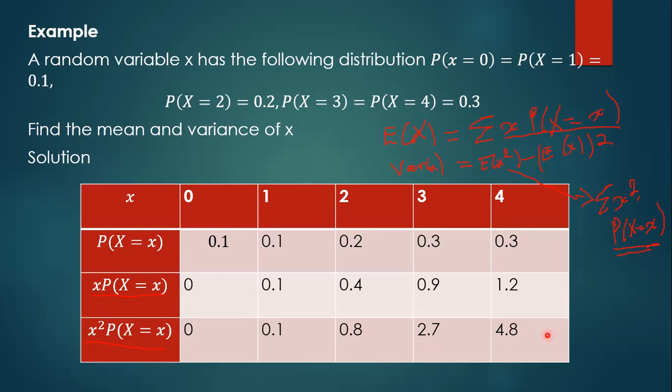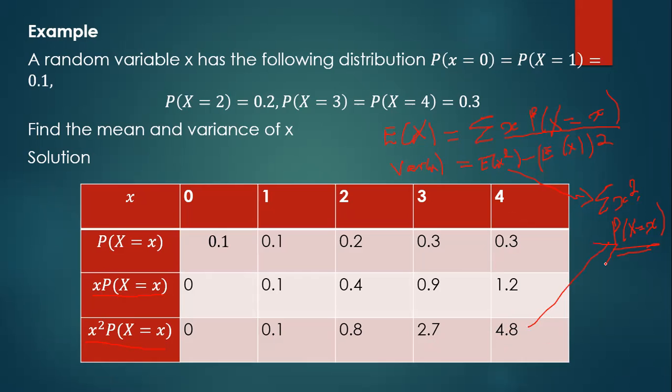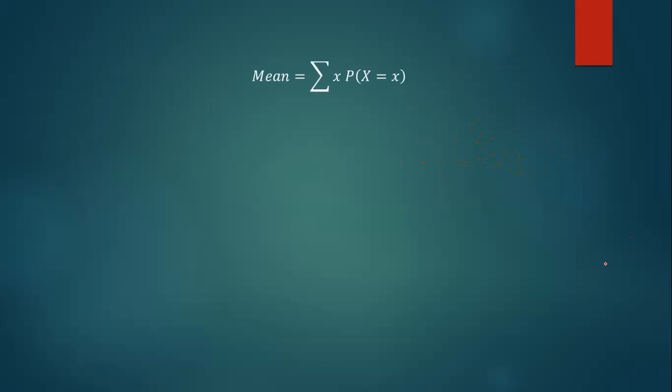4.8. So when we do the summation of the 4th row, it only gives us the expectation of x squared. So it gives us this answer here. So we need to get the variance by subtracting the mean. Let us do that on our slide here.